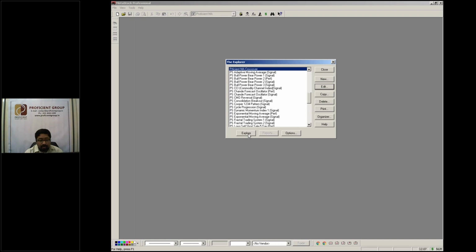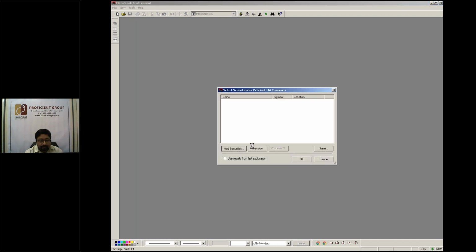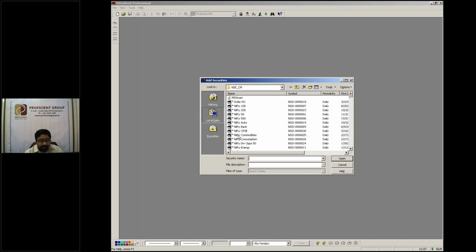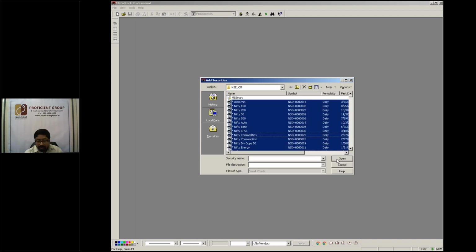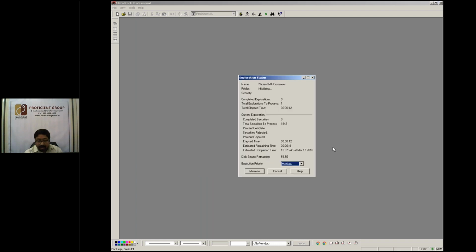So I am running it on my database. I'm selecting all the stocks that are traded in NSE, and the stocks are being explored. So far, I have not got any result. 100% is the rejection. As you can see here, 100% is the rejection. So none of the stocks gave any bullish crossover yesterday. So let's see what is the final result. Yeah, I am getting one or two results.